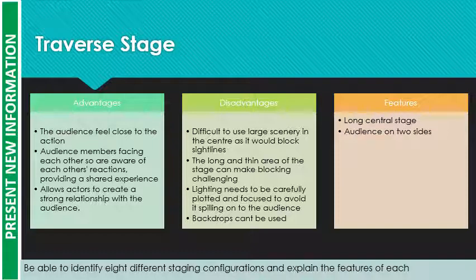However, some of the disadvantages of a traverse stage are that it's difficult to use large scenery in the centre as it will block sight lines. The long, thin area of the stage can make blocking more challenging. Lighting needs to be carefully plotted and focused to avoid spilling onto the audience. When we talk about lighting and we talk about spilling, a spill is light where we don't want it. Now, because it's so thin and long, it's very, very difficult to get the catwalk of the stage lit itself and not the audience. And backdrops can't be used.